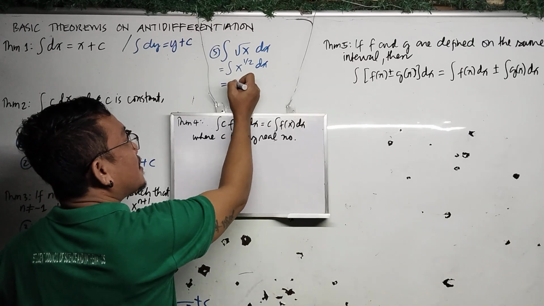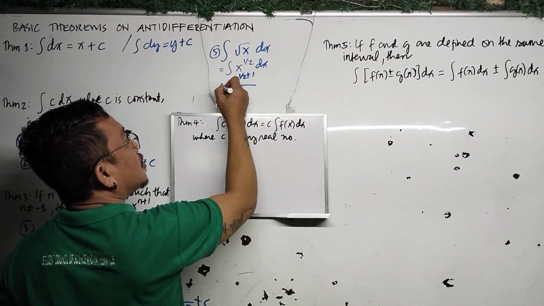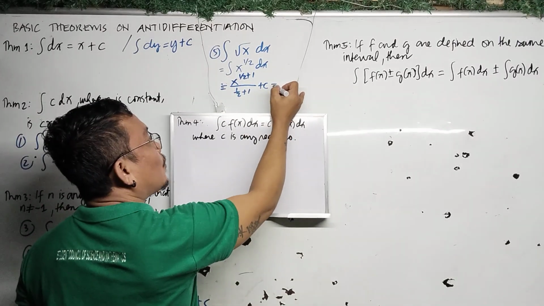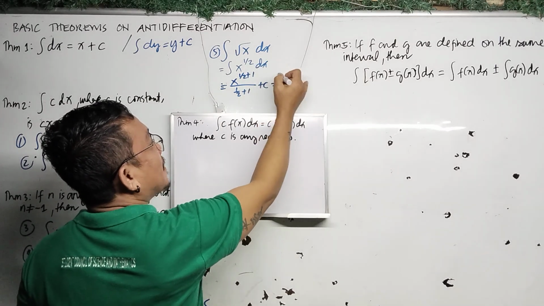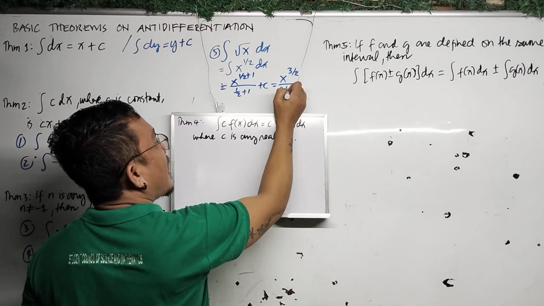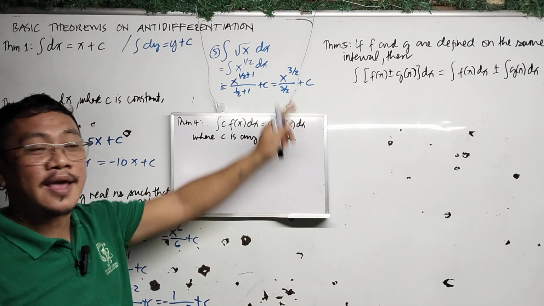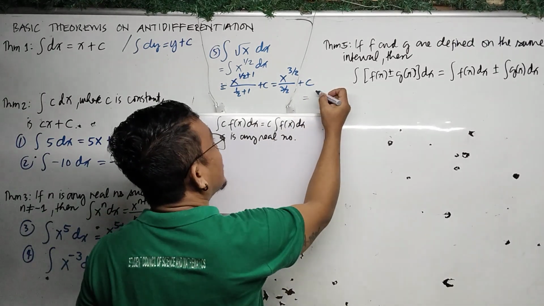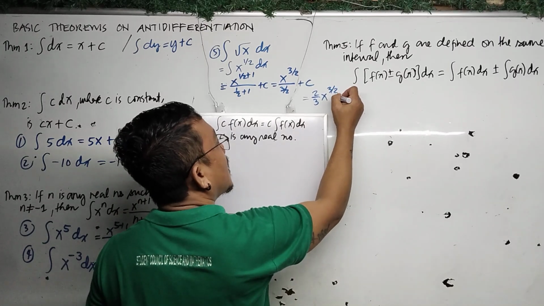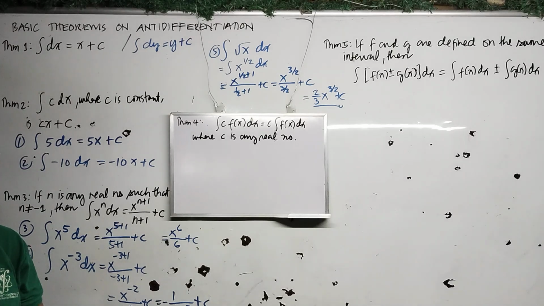So the integral would be x to the 1/2 plus 1 over 1/2 plus 1 plus c. Then simplify further. What is x to the power of 1/2 plus 1? You have x to the 3/2 over 3/2 plus c. Then simplify your answer. The denominator is 3/2, so what is the reciprocal? What is your final answer? This becomes 2 over 3 x to the power of 3/2 plus c. That simple. Okay?